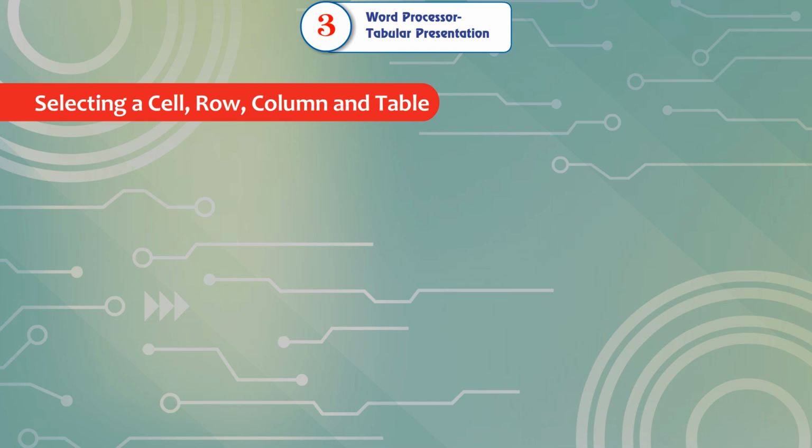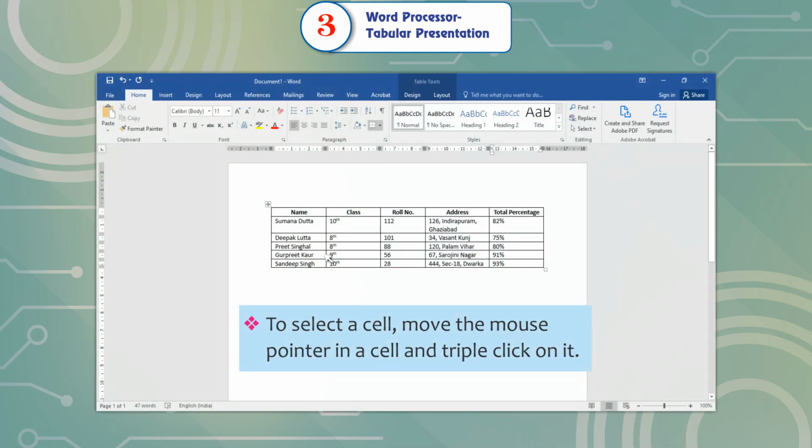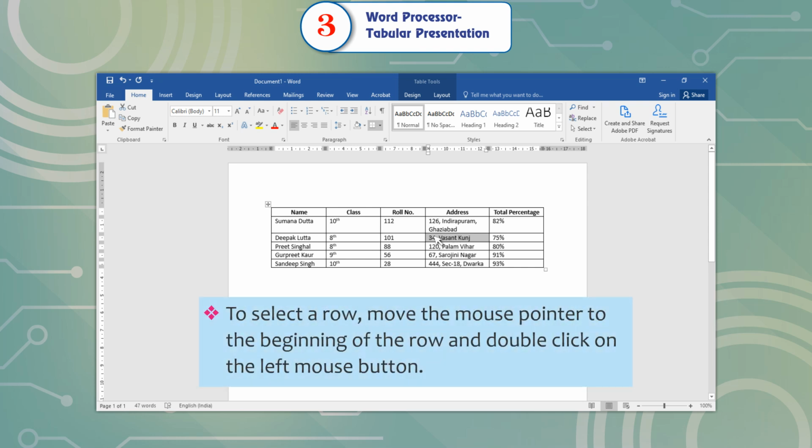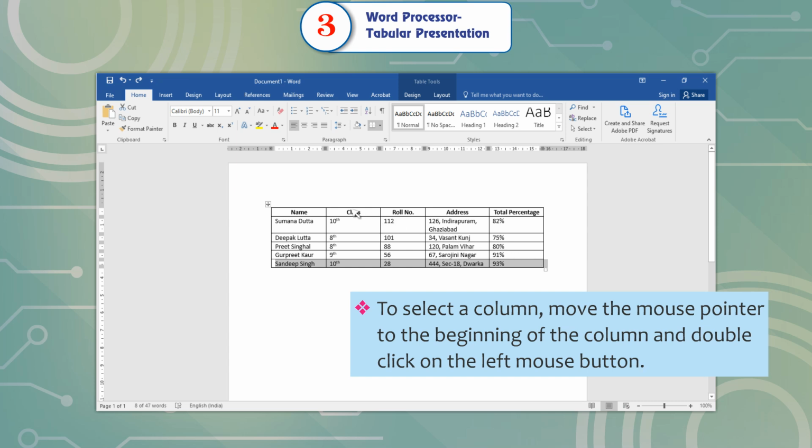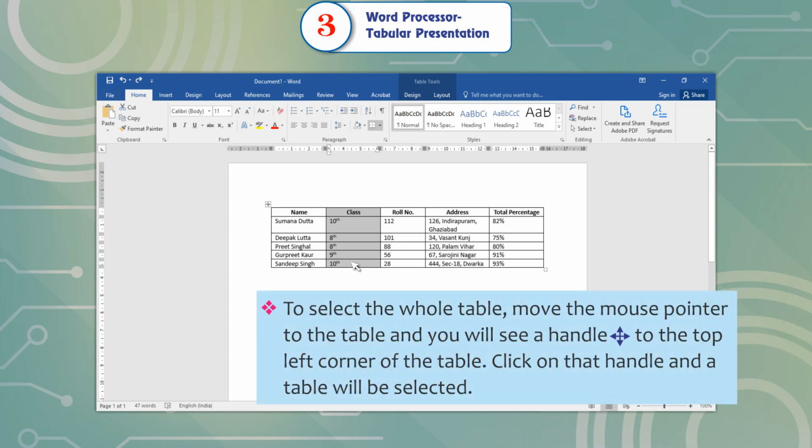Selecting a cell, row, column and table. To select a cell, move the mouse pointer in a cell and triple-click on it. To select a row, move the mouse pointer to the beginning of the row and double-click on the left mouse button. To select a column, move the mouse pointer to the beginning of the column and double-click on the left mouse button. To select the whole table, move the mouse pointer to the table and you will see a handle to the top left corner of the table. Click on that handle and a table will be selected.